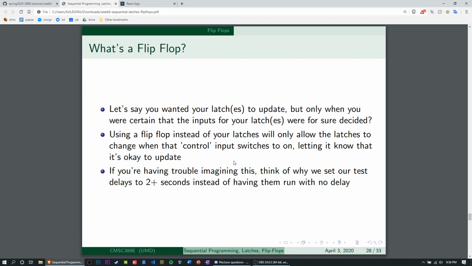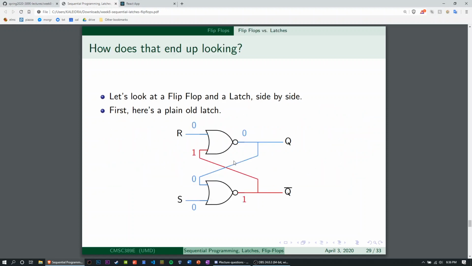And if you're having trouble again thinking of why this would be necessary, there's a reason we set our test delays to 2+ seconds instead of having them run with no delay. We literally are waiting for the circuit to finish executing, right? Of course, in real life, that's like microseconds based on how architecture works. In Minecraft, we have a cooler representation of how this could possibly be useful, which is why Minecraft is my favorite game for learning about things like this. But yes, think about that analogy if you want to understand how that would be applicable. But yeah, so we'll talk about how we'll actually make one of these, right?